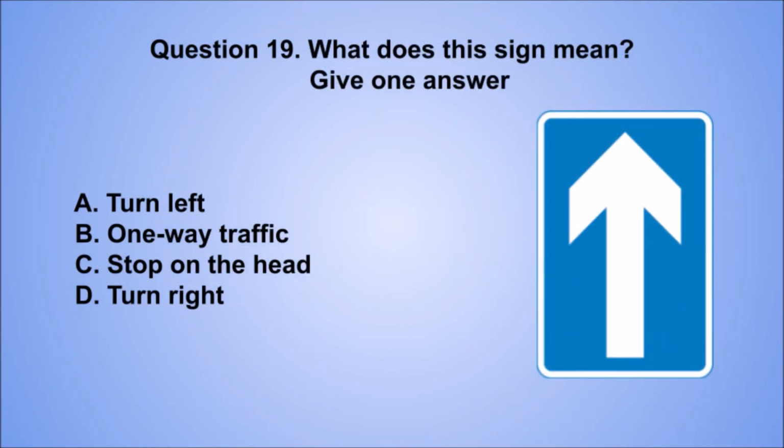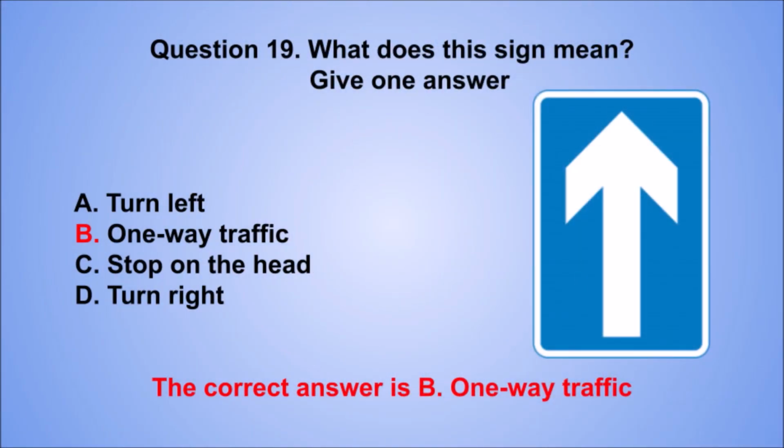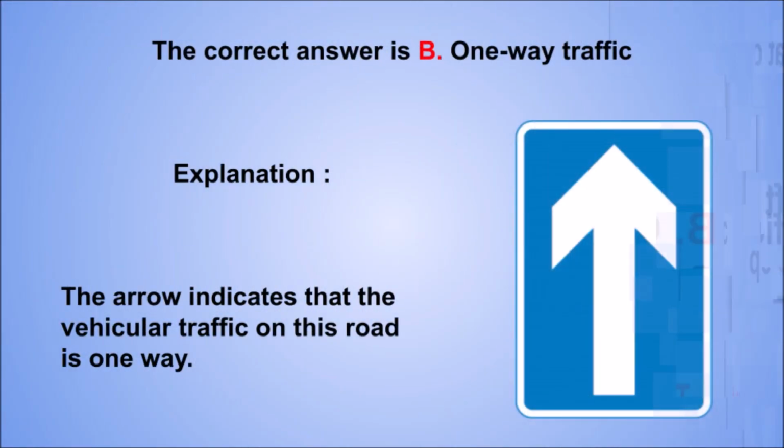Question 19. What does this sign mean? Give one answer. A. Turn left. B. One-way traffic. C. Stop on the head. D. Turn right. The correct answer is B. One-way traffic. Explanation. The arrow indicates that the vehicular traffic on this road is one-way.